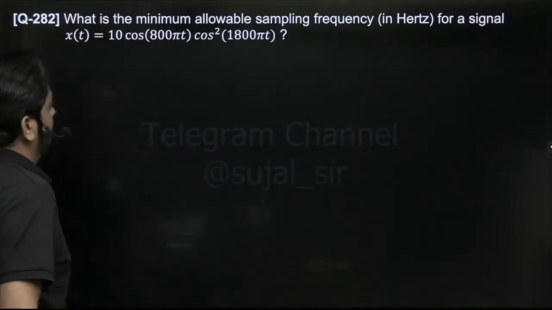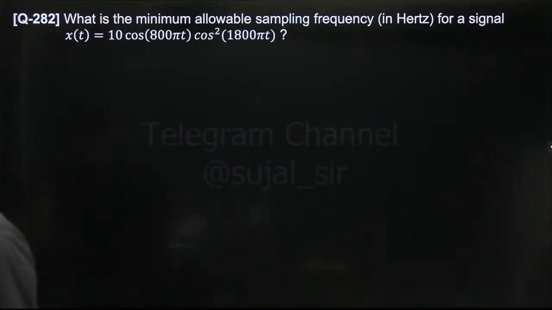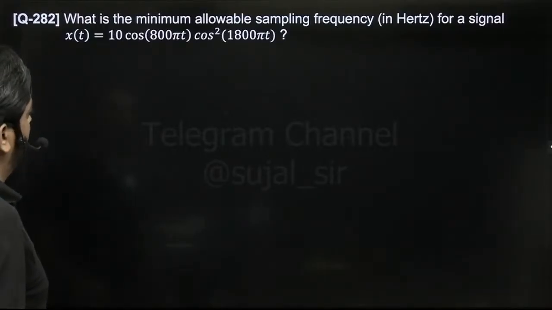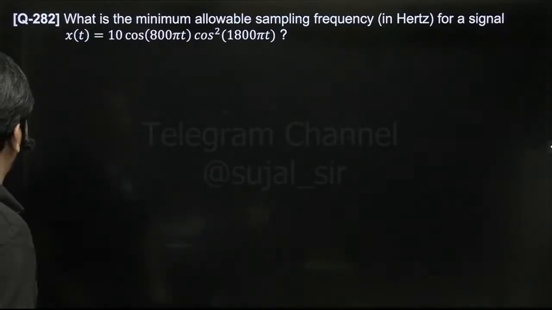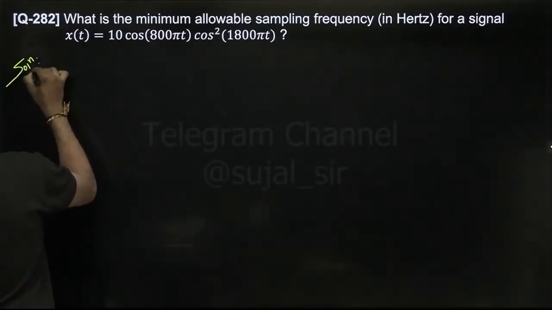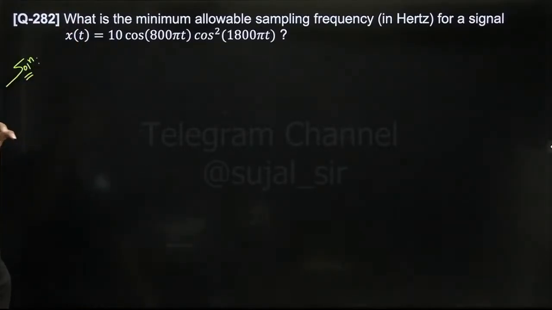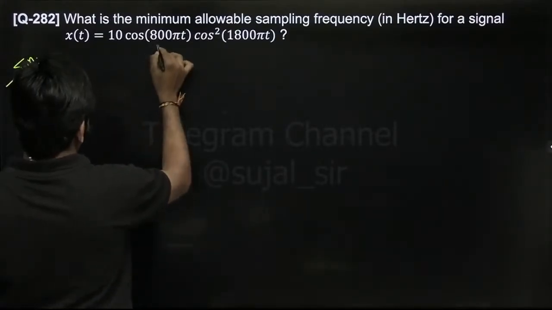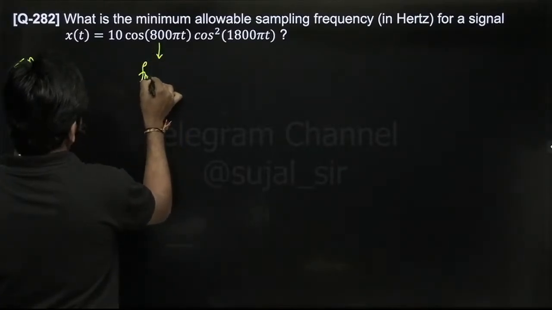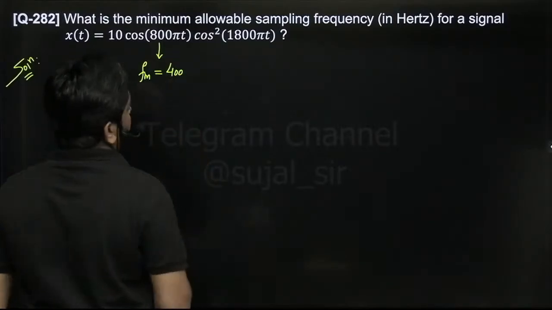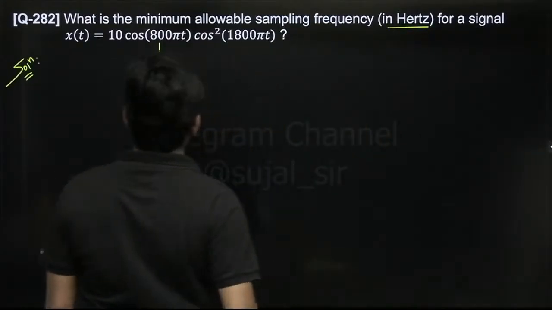Next question, 282. Question number 282. What is the minimum allowable sampling frequency for a signal x of t equal to 10 cos 800 pi t? Minimum sampling frequency they are asking. What is the minimum allowable sampling frequency? Okay, so you can see here, guys, here fm is equal to 400. They are asking in hertz, that's why 400.